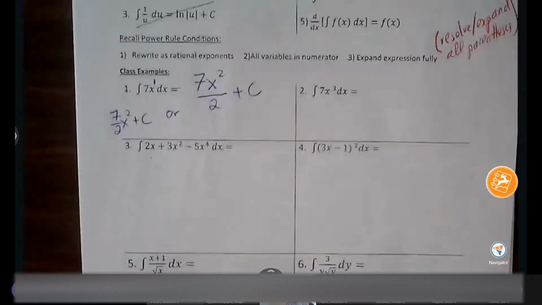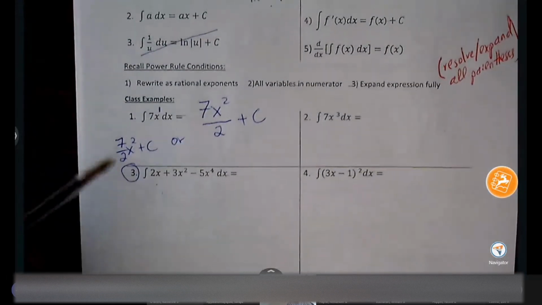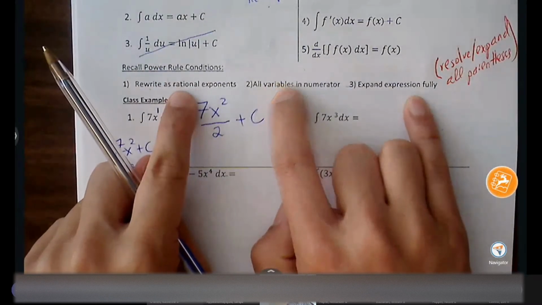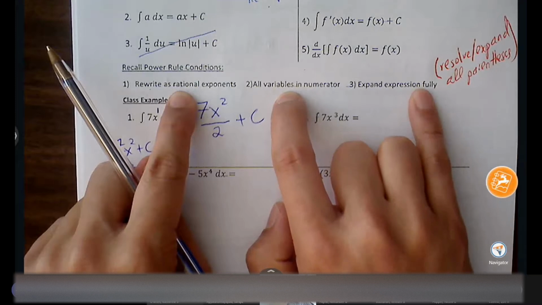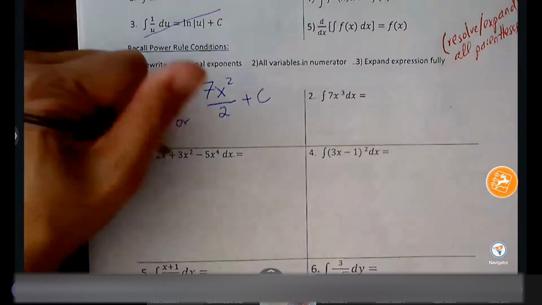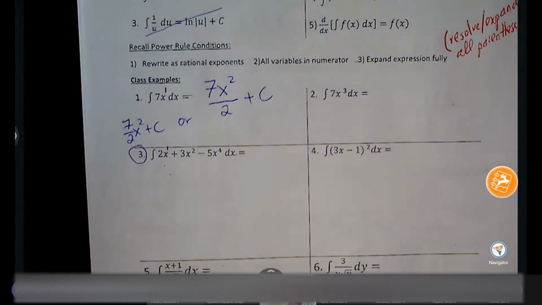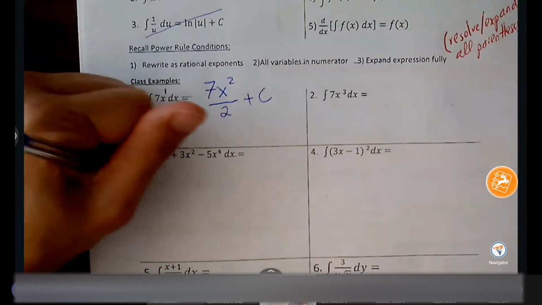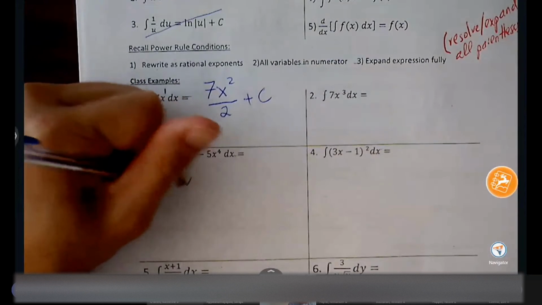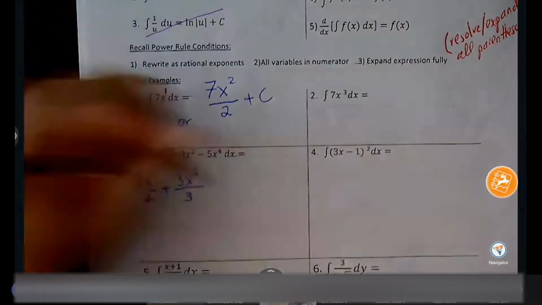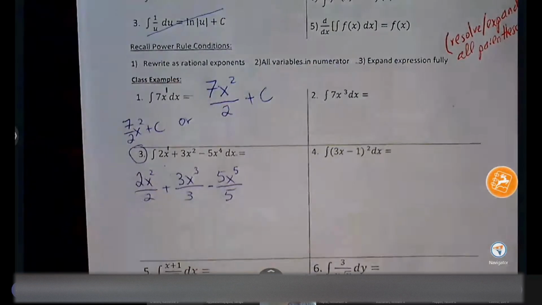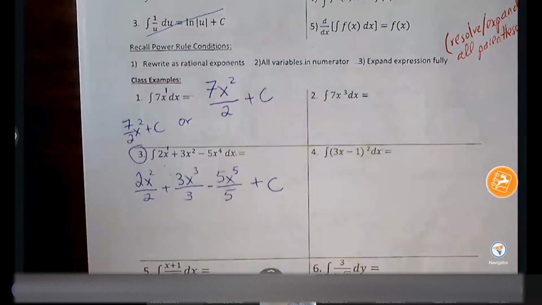Okay, let's skip down to number 3. I have 3 terms. No issues here, right? No radicals, no variable in the denominator, no parentheses. So it looks like we can apply power rule to each term separately. 2x to the first power, I'm going to go through power rule here. Add 1 to the exponent, divide by that new exponent. Add 1 to the exponent, divide, add 1 to the exponent, and divide. And then plus c.